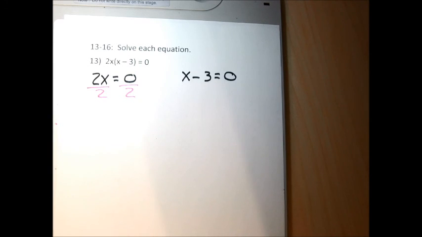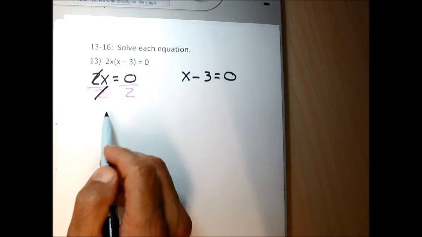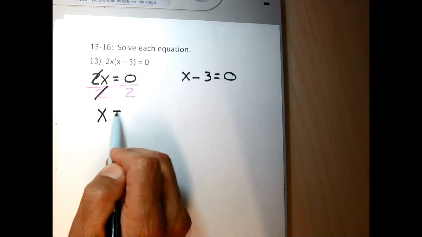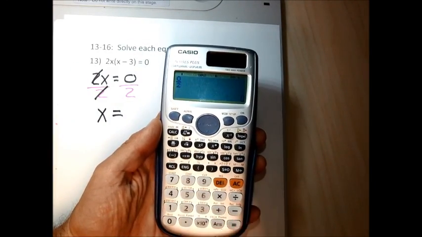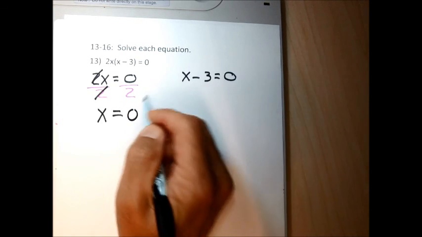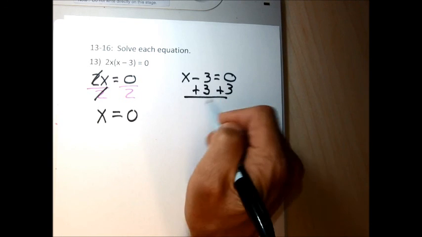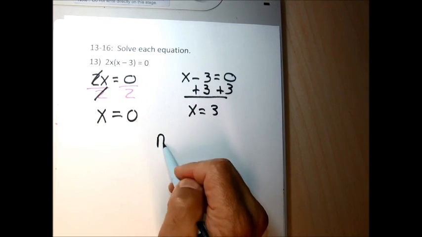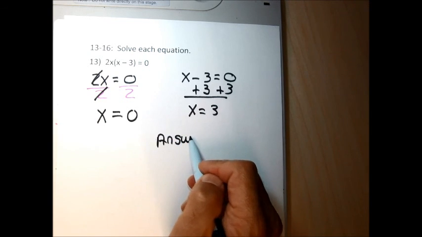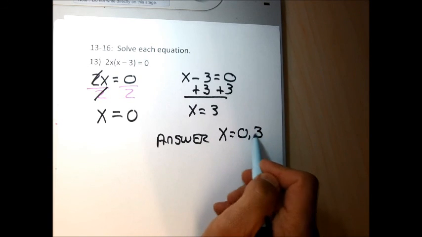When you set the 2x equal to 0, you divide both sides by 2. On the left side, the 2's cancel. On the right side, you get 0 over 2. That's equal to 0. But if I did 0 over 2 on my calculator, it would tell me it's 0. And then for the next x minus 3, I'm going to add 3 to both sides and get x equal to 3. You can leave your answer written like this, or I can write x equals 0, 3 with the 2 numbers separated by a comma. That would be equivalently good.